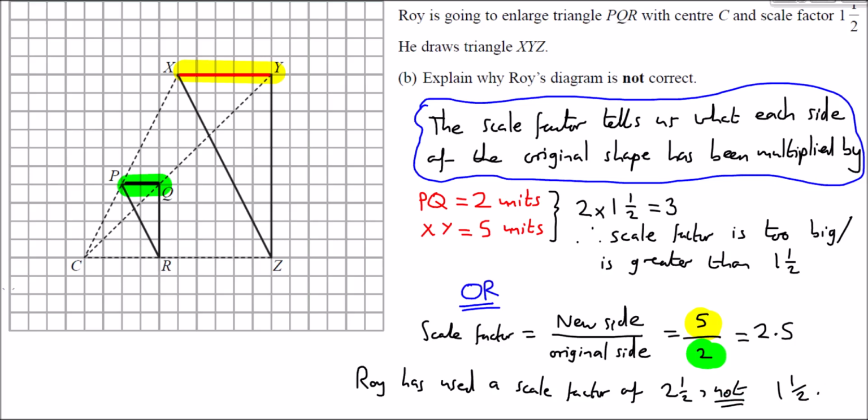Just be careful. You could draw the diagram yourself and do it correctly, but a diagram on its own is not enough. If you do a diagram, you'd have to draw it yourself and then compare your correct diagram to Roy's incorrect diagram. For example, saying, as we can see, Roy's drawn it too big, his scale factor is too great, or something along those lines. So just doing it correctly wouldn't be enough. You'd need to explain, along with the diagram, what Roy has done wrong.